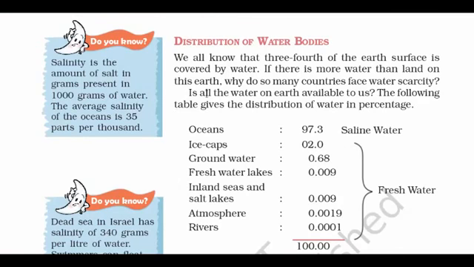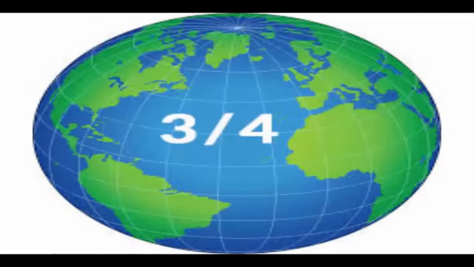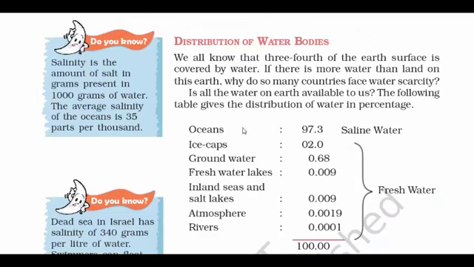Coming to the next topic, distribution of water bodies. It is a fact that 3/4 of the Earth's surface is covered by water. And funny as it may seem, if there is so much more water than land, then why do so many countries face water scarcity? That is because the amount of water which is drinkable is very less. Fresh water is very less.